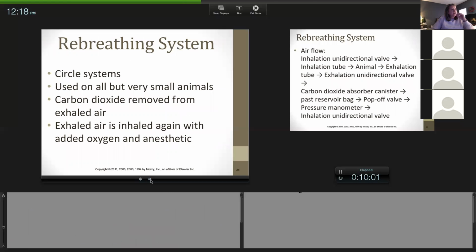Now, the types of breathing systems go by different names. A lot of people call them a circle system. If you remember the diagram, it's like a circle. So when you hook up a rebreathing system, which is what you use for patients 15 pounds and up, it moves in a circle. Again, 15 pounds and up, use a circle or rebreathing system. Carbon dioxide, when they exhale, is removed via your soda lime canister. And then they are going to rebreathe their gases, hence rebreathing system.